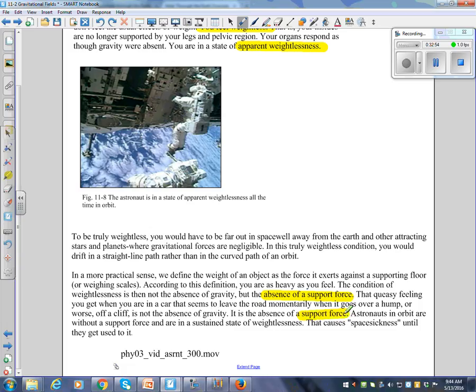Astronauts in orbit are without a support force and are in a sustained state of weightlessness. This causes space sickness, so they get used to it.